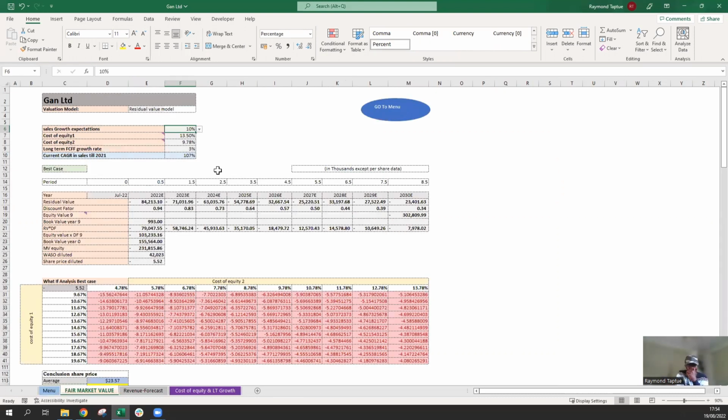This is actually a very good approach because it helps you to form an opinion regarding the fair market value of a company depending upon the direction of key variables, because it is usually a function of the direction of key variables.